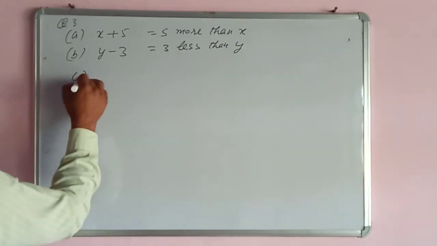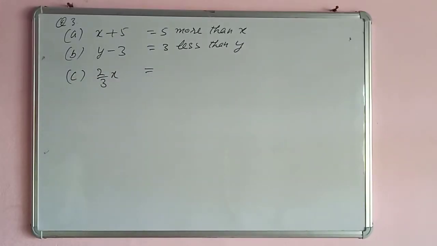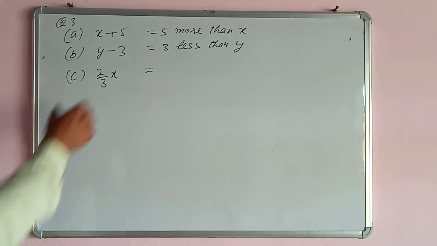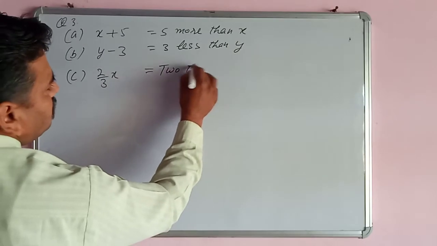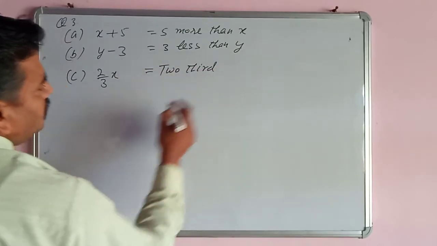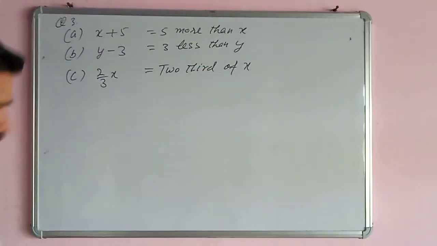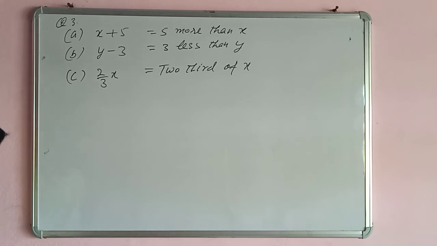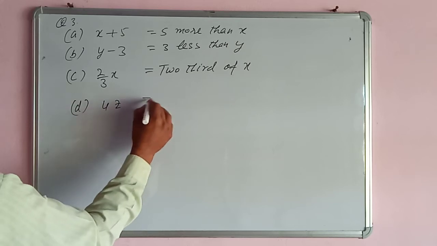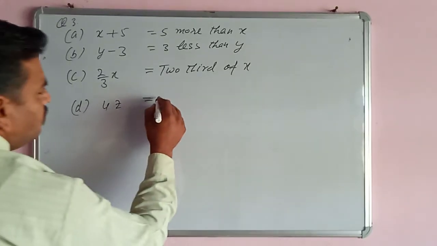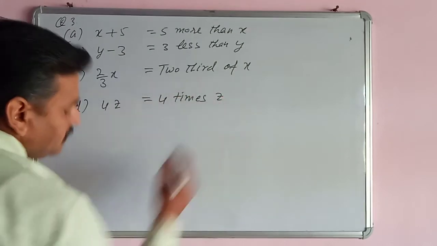Next we have part number 3, that is 2/3x, 2 over 3x. So 2 over 3 means 2/3. 2 over 3 means 2/3 of x. Next we have 4z. 4 multiplied by z means 4 times z.